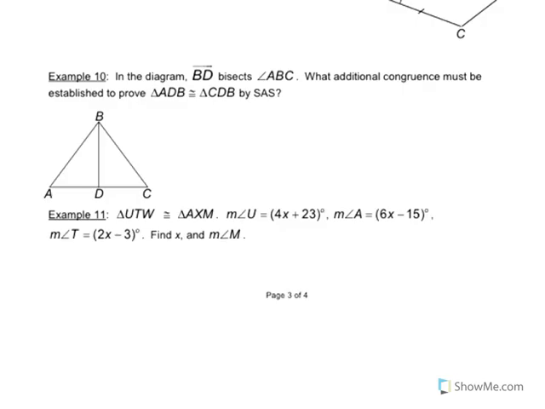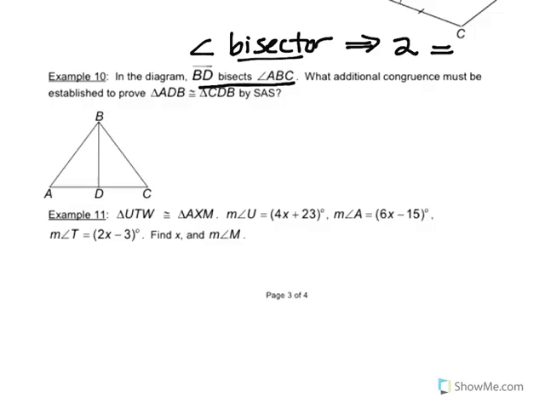Okay, just in the interest of time, I skipped example 9. Let's jump to example 10. It says, in the diagram, BD bisects angle ABC. So what do we have here? What kind of a bisector do we have here? This would be an angle bisector because it's bisecting an angle. And what do we know? What can we conclude about an angle bisector? It's going to create two congruent angles.